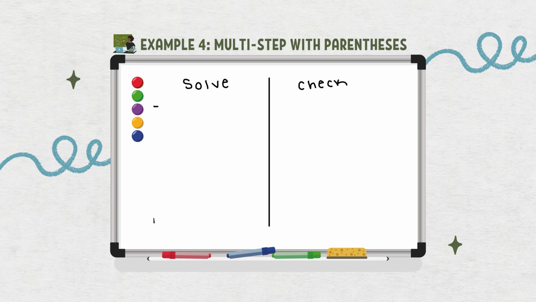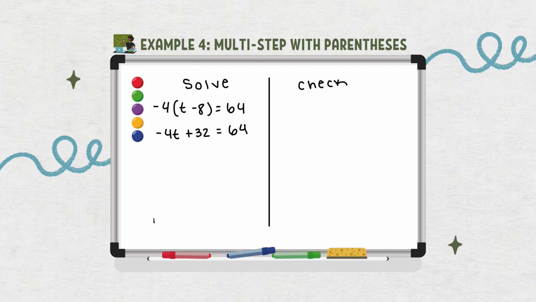Example 4, multi-step with parentheses. We have negative 4 times the quantity of t minus 8 equals 64. The first thing we need to do is distributive property. We're going to distribute the negative 4 to each term inside of the parentheses. So negative 4 times t is going to give us negative 4t and plus 32. I get a positive 32 from multiplying negative 4 times a negative 8, and that gave us a positive 32. And equal to 64.